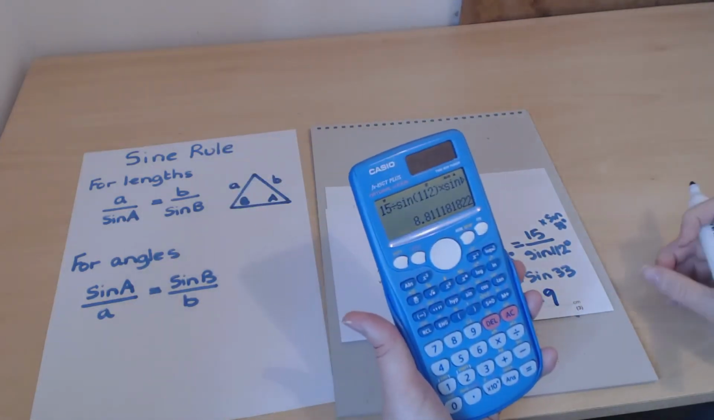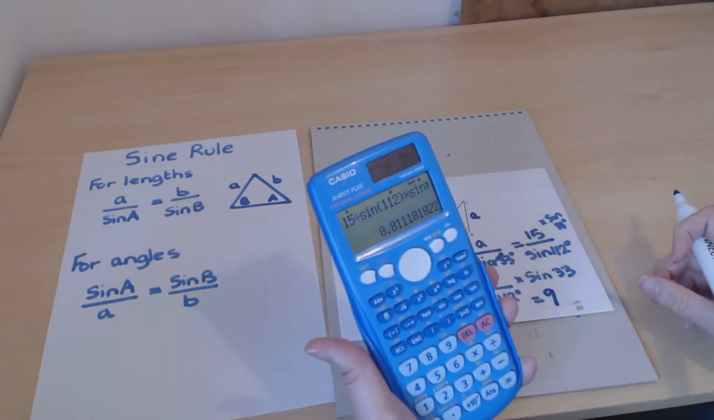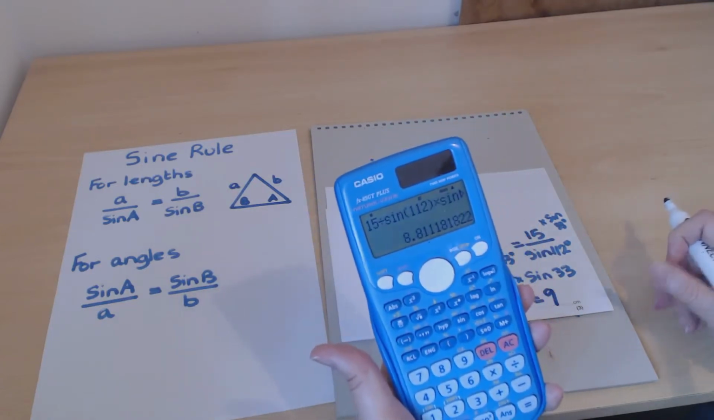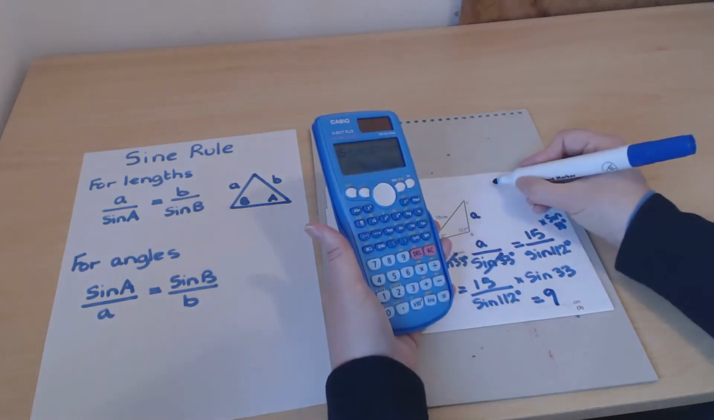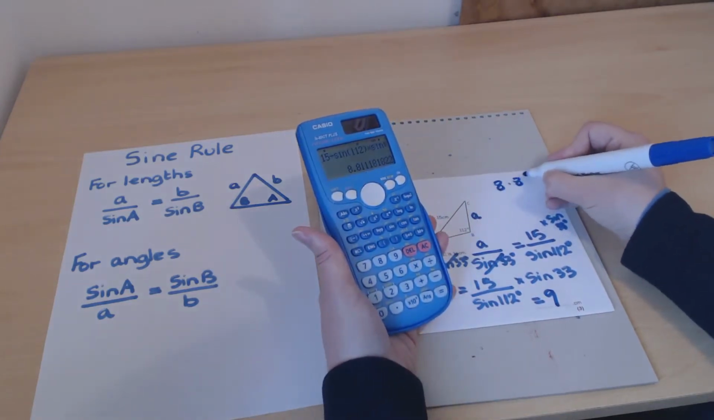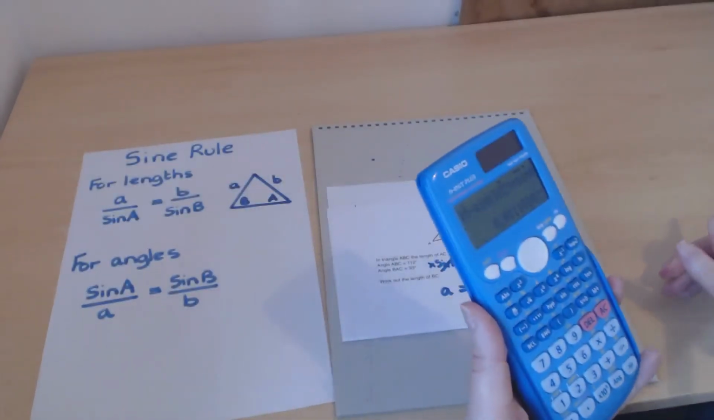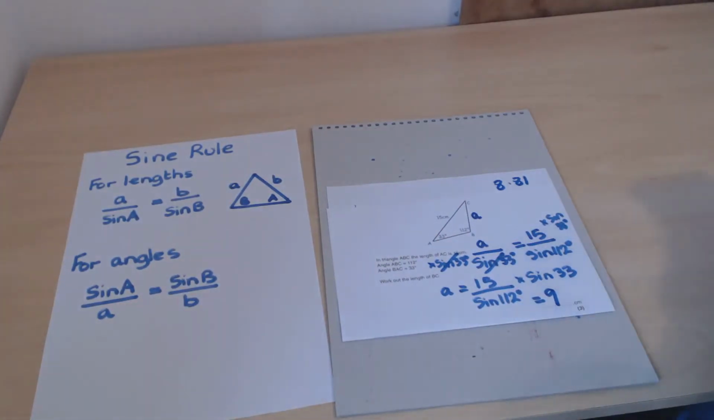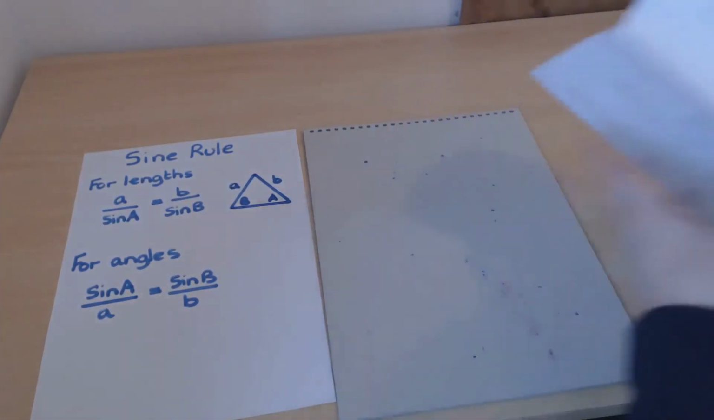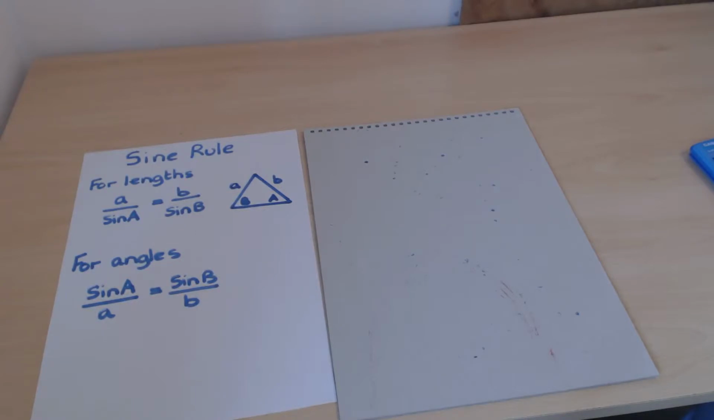To be honest, if you were doing this in the exam, I probably wouldn't round it like that. I'd do it to 2 decimal places. And in this case, therefore, 8.81 would probably be more appropriate. Okay, 2 more examples coming up.